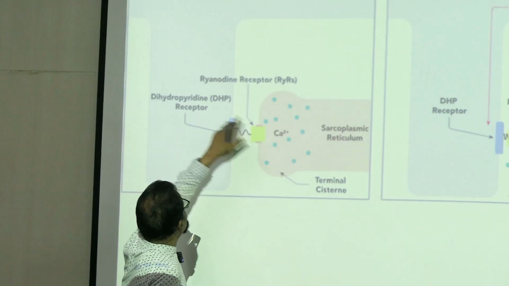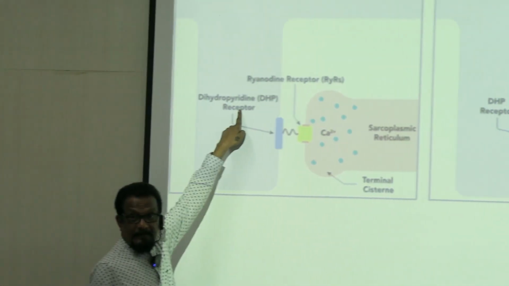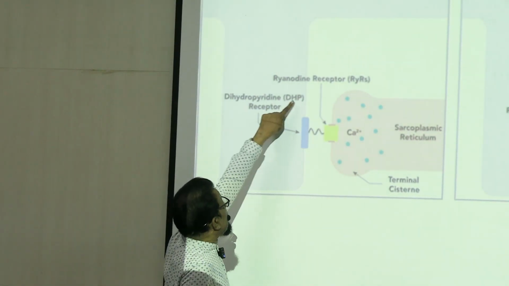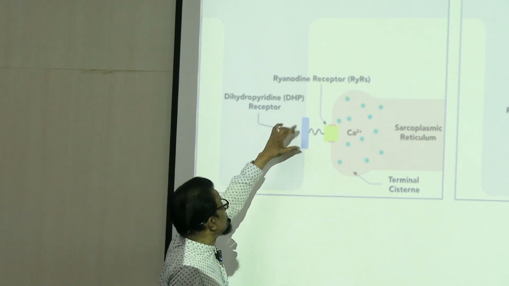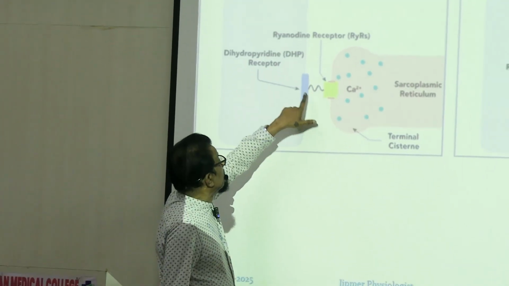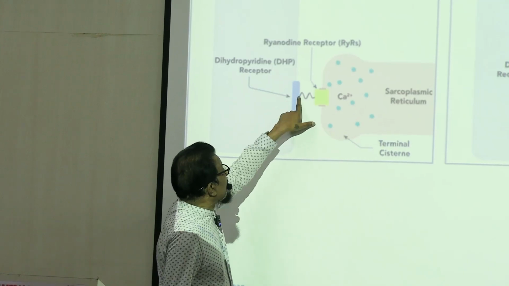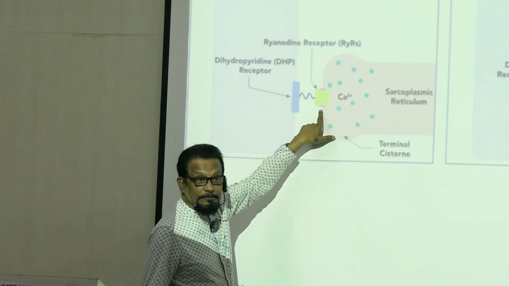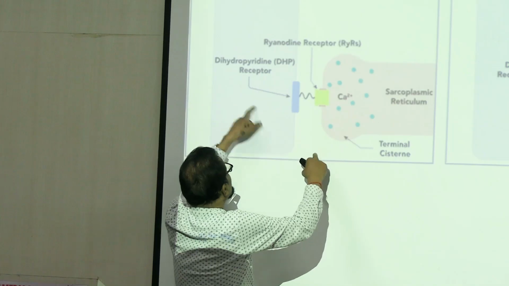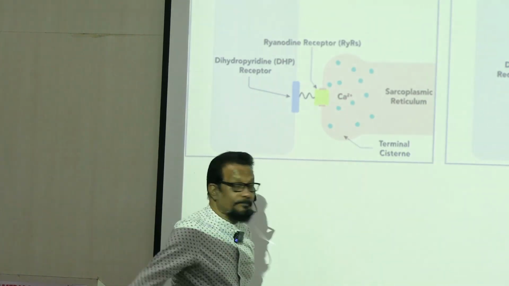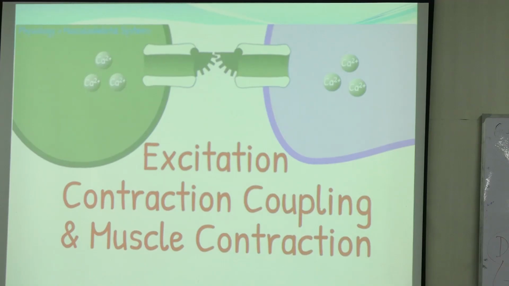RY receptor, DHP receptor. When the action potential came here, it is displaced. At the same time, this one is also displaced. So calcium ion enters. I think now you will understand this video properly.